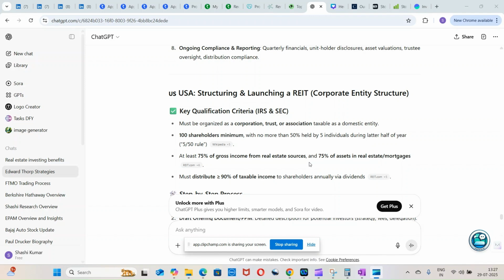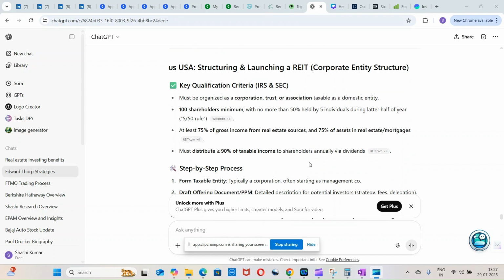No more than 50% should be held by five individuals, and there should be 100 shareholders. At least 75% of gross income must come from real estate sources, and 75% of assets in real estate and mortgages. So here you need 75% income from real estate; in India it was 80%. Again here, you must distribute greater than 90% of taxable income to shareholders annually via dividends.